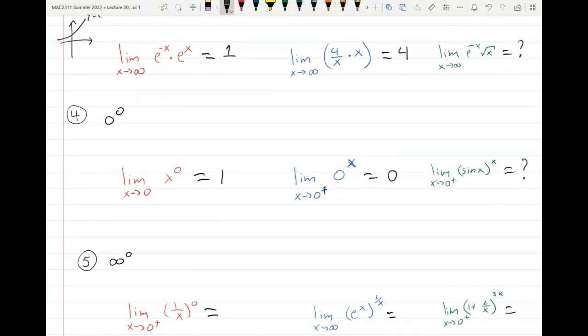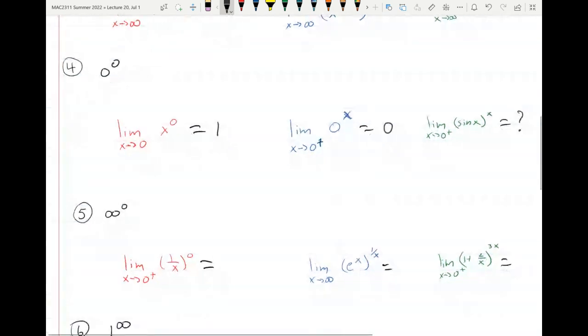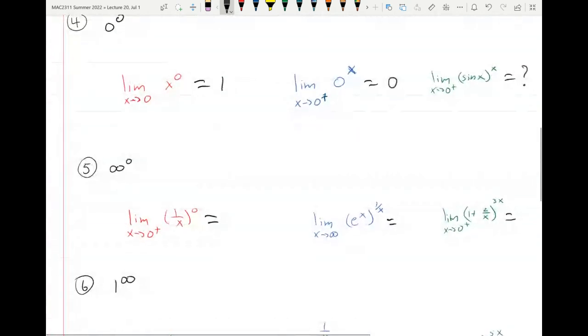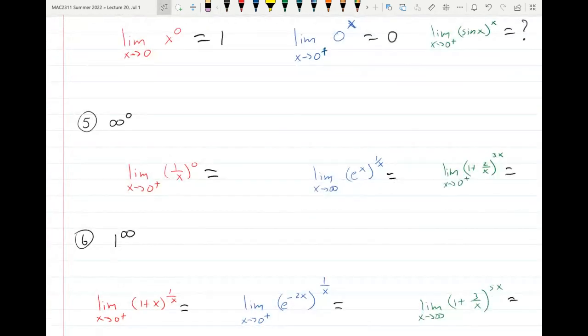And for example, we would like to deal with something like this green limit. This one now is not as easy as the previous ones where you could use relative growth. Here, there is some work that needs to be done. Okay. That was 0 to a 0, now infinity to a 0.